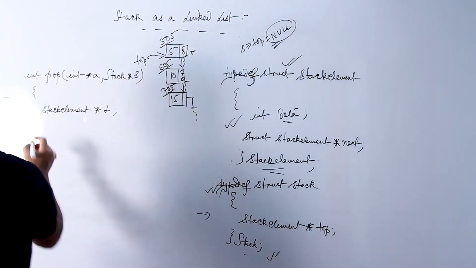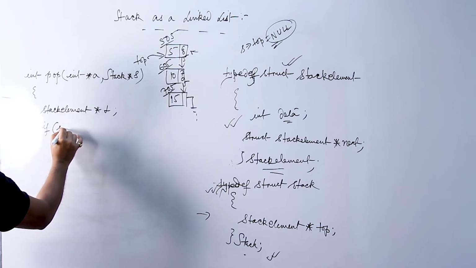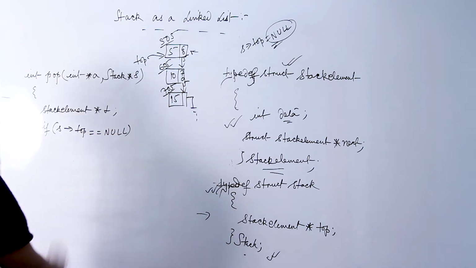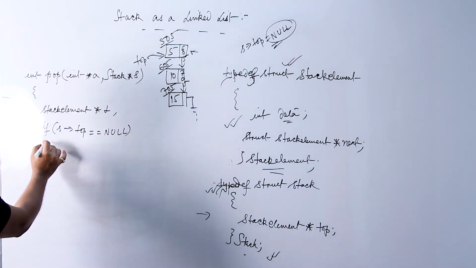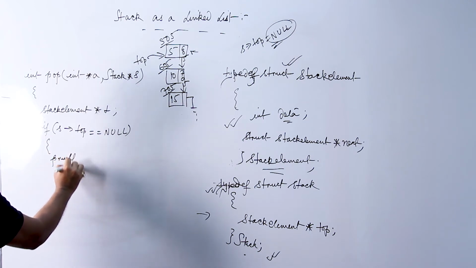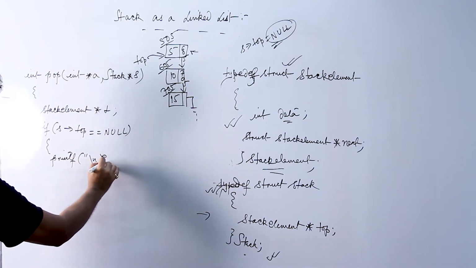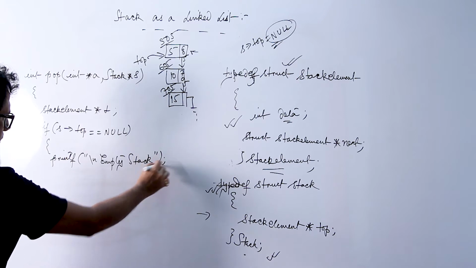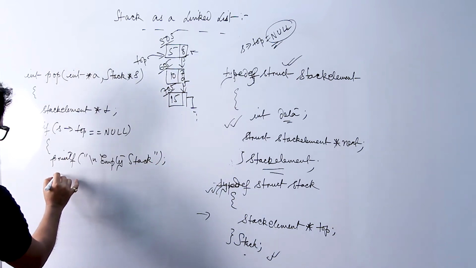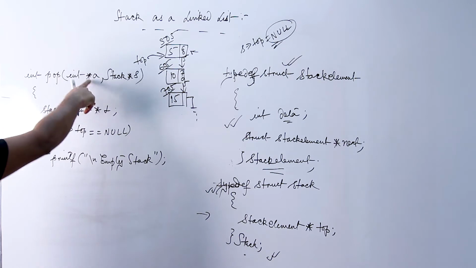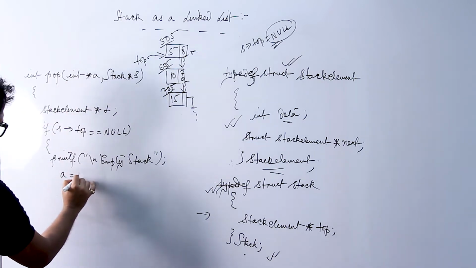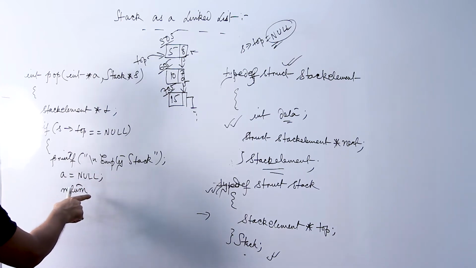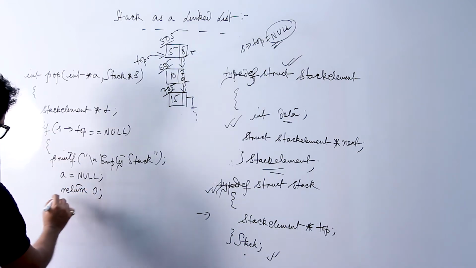So we will write if s arrow top equals null, then we'll write printf empty stack. We'll give a message, empty stack. Then we'll have nothing to put into this pointer variable a. So we'll write a is equal to null, and we'll just return 0, because this is a failure operation, return 0.